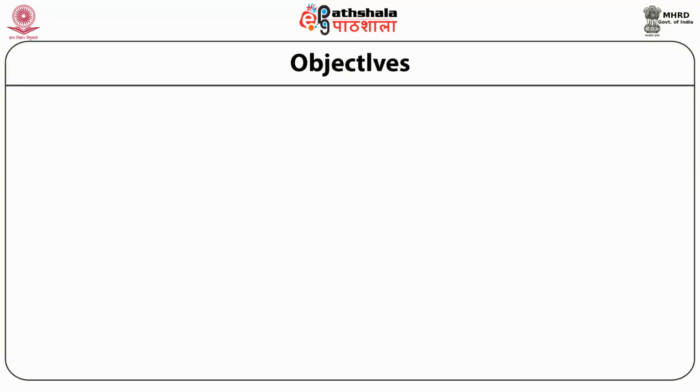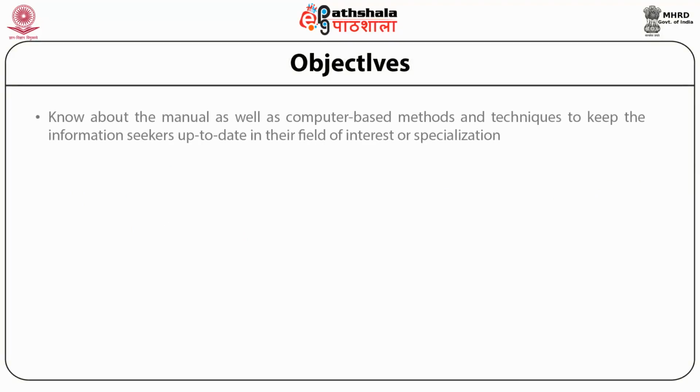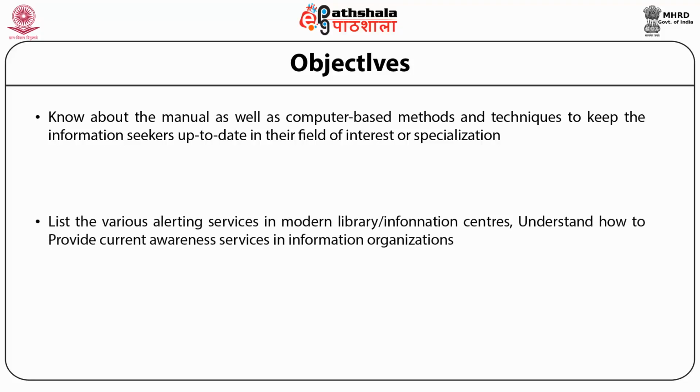The objectives are to know about the manual as well as computer based methods and techniques to keep the information seekers up to date in their field of interest or specialization, to list the various alerting services in modern library information centers, how to provide current awareness service in information organizations, and to understand how to save the time of the user.